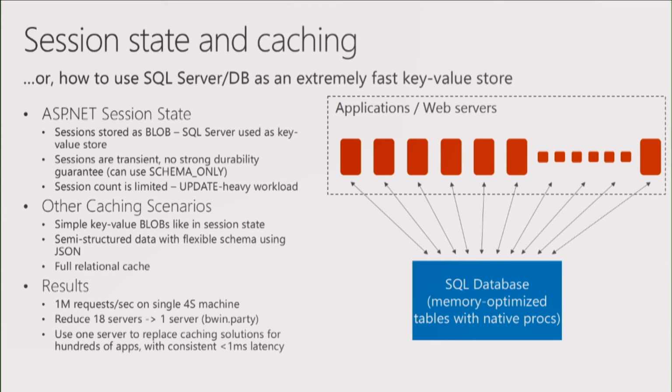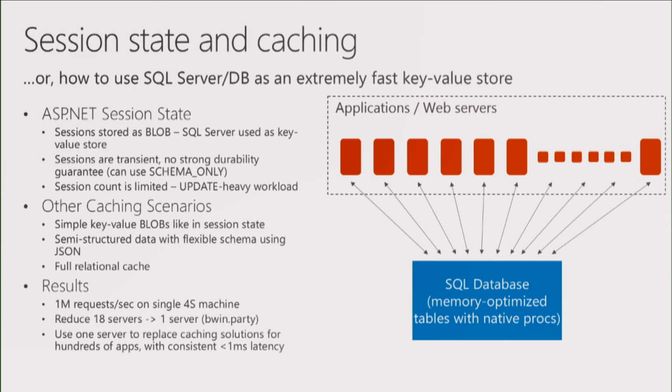The results that we've seen is more than 1 million requests per second on a single 4-socket machine. bwin, the customer with this scenario, managed to reduce their SQL Server footprint from 18 servers to 1. And they are now also in the process, or they have already implemented a caching solution for their entire enterprise, where they have hundreds of applications that all need some kind of caching.